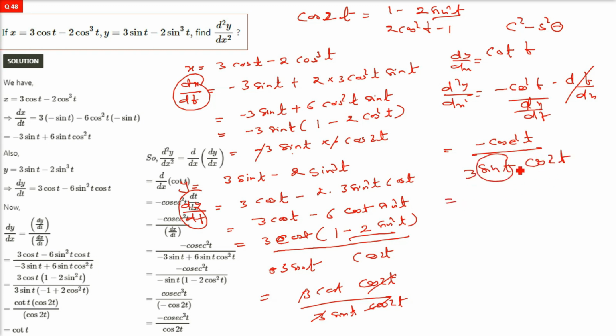Then this sin t goes up, already we have cosec square t. One more cosec goes up, means cosec square and cosec will be cosec cube t. Minus cosec cube t divided by cos 2t, and it is 3. So just include 3. And this is the answer.